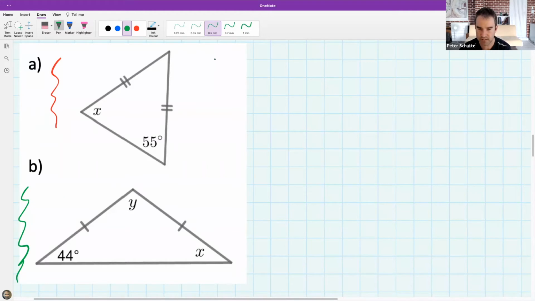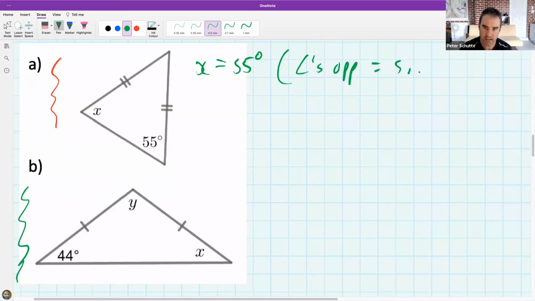Okay, I see Madeleine's given an answer. I see Sia Bonga. I see Zoom user. So for A, you're quite right. X is 55 degrees. And the reason would be angles opposite equal sides. So in triangles, whenever you have two equal sides, or whenever you have an isosceles triangle, then the angles opposite them are going to be equal to each other. Okay, so that's going to come up a lot. And so we need to make sure we've got that.